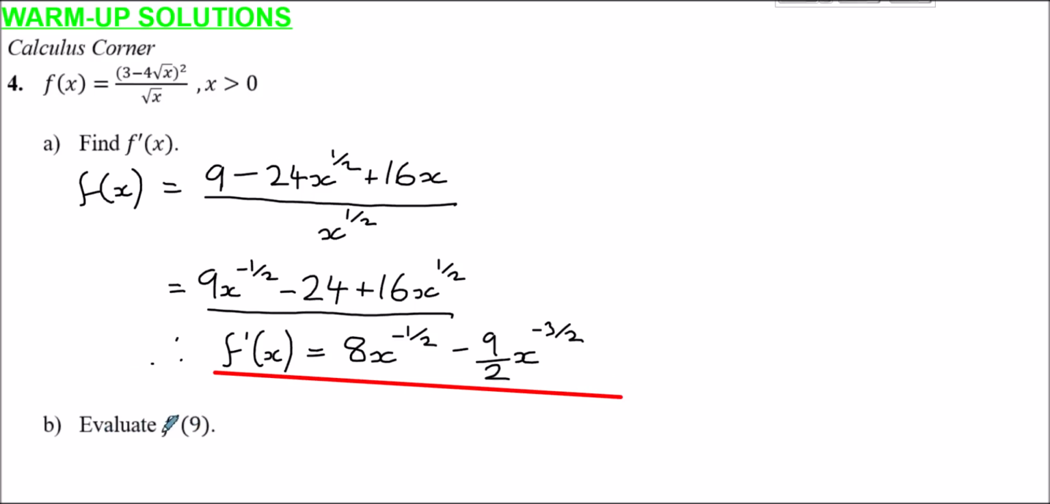Part B, evaluate f dashed of 9. I'm going to show you the long way, then I'm going to show you the cheat calculator way, which you might be a fan of. So f dashed of 9, we just simply input 9 into the gradient function.